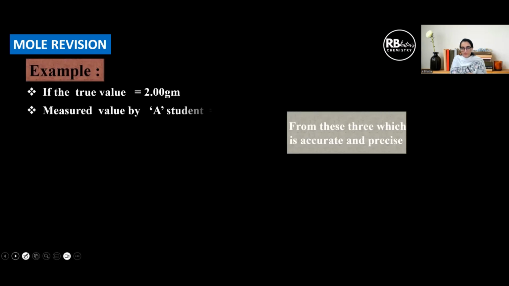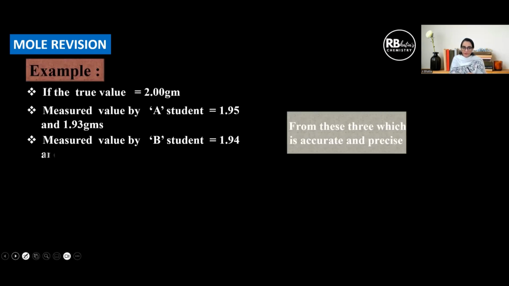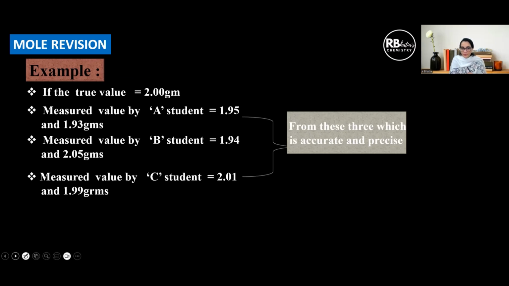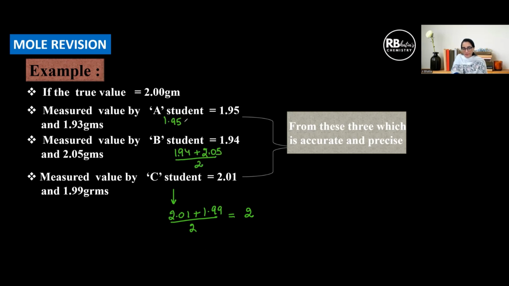Now, if a question is asked, true value is 2.00 gram, measured value by student A is 1.95 and 1.93, and measured value by student B is 1.94 and 2.05. By C student is 2.01 and 1.99, right? If I calculate the average here, 2.01 plus 1.99 by 2, I'm going to get the average as 2. In this case, 1.94 plus 2.05 by 2. And here I'm going to do 1.95 plus 1.93 by 2. I'm going to get the average as 1.94.